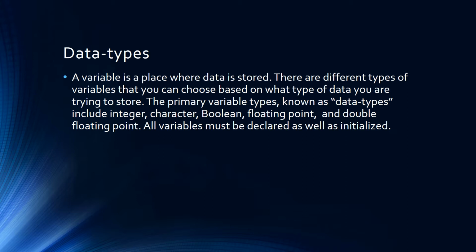There are different types of variables that you can choose based on what type of data you're trying to store. The primary variable types, known as data types, include integers, characters, Boolean, floating point, and double floating point. Now, all variables must be declared as well as initialized. If you don't declare or initialize, you won't be able to run your program. You'll get an error.